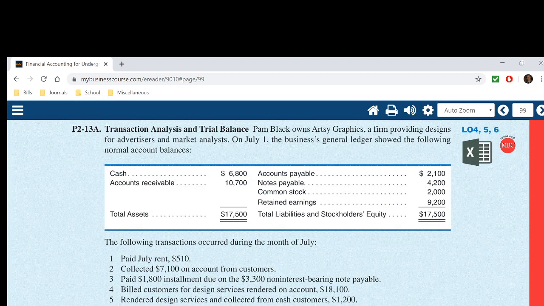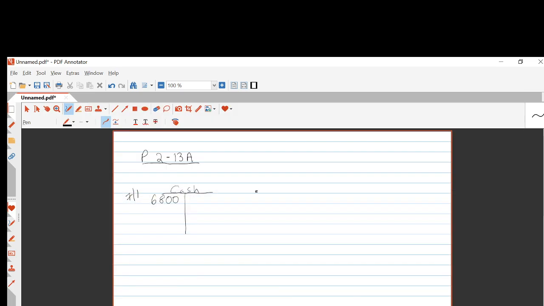Accounts receivable, $10,700. That's $10,700 over here on the left-hand side again. Debit side. Accounts payable. Any account with the word payable in it is a liability. So that helps. And we know liabilities have normal credit balances. So accounts payable is $2,100 sitting over here as the balance on July 1st.